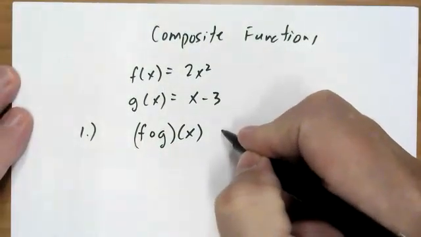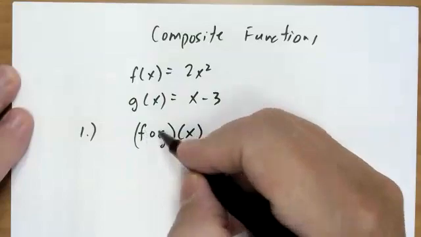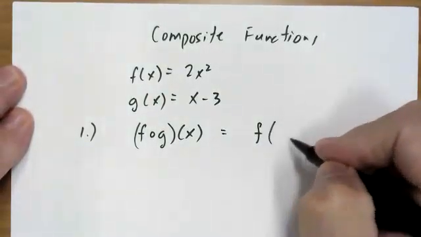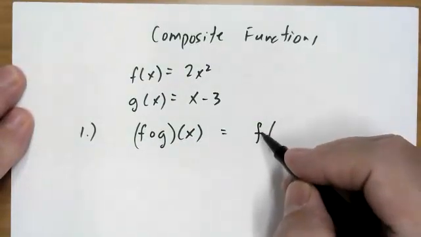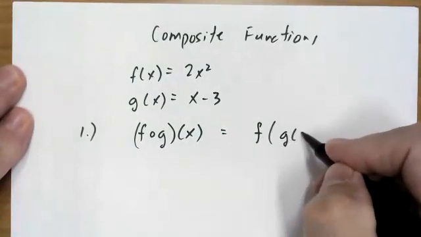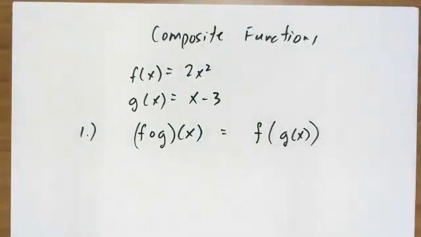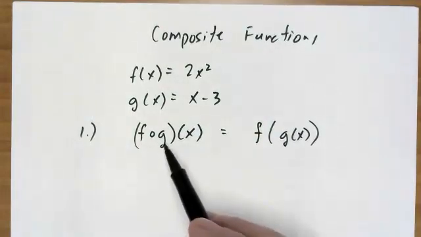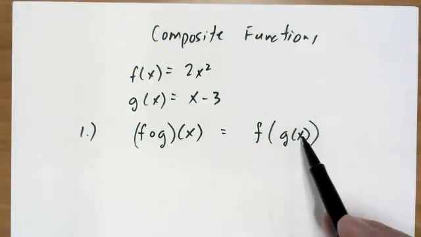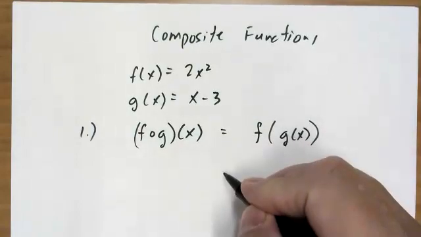Here's what a composite function means. f composite g means I take my f function, and inside my f function, I'm going to replace x with the g function. So f composite g really means take the f function, and every place you have an x in the f function, you replace it with the g function. So let's go ahead and do that.